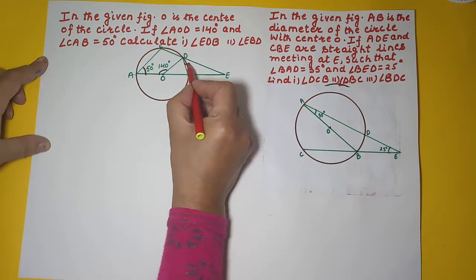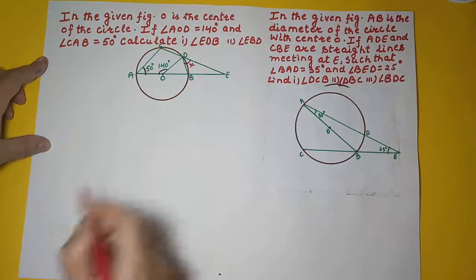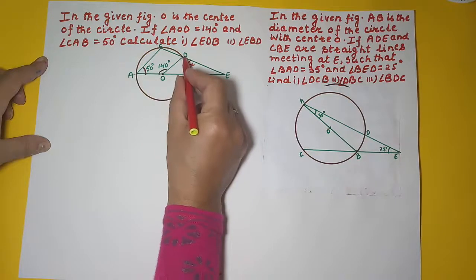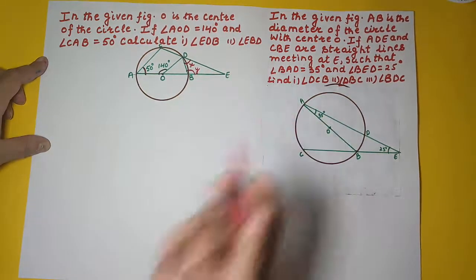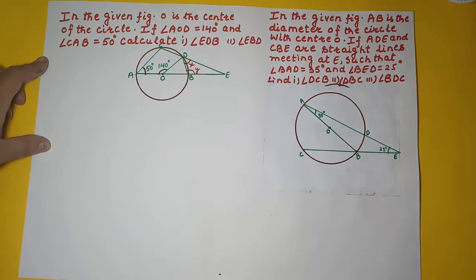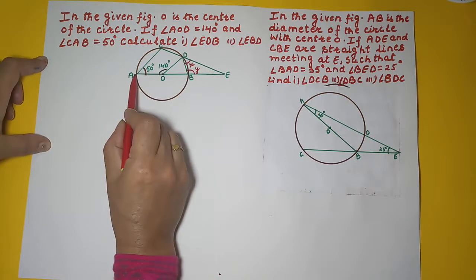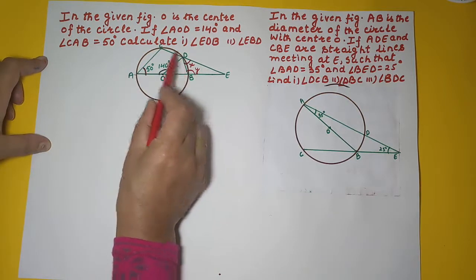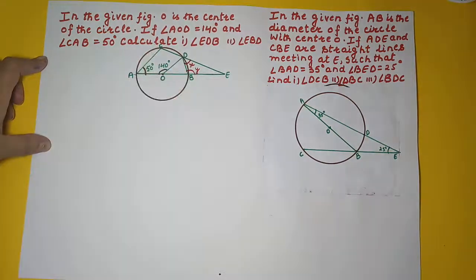EDB, that means this angle. Let's name this angle as X. EBD, that means this angle. Let's name this angle as Y. Alright. Now, if you look at this ABDC, it's a cyclic quadrilateral, right?